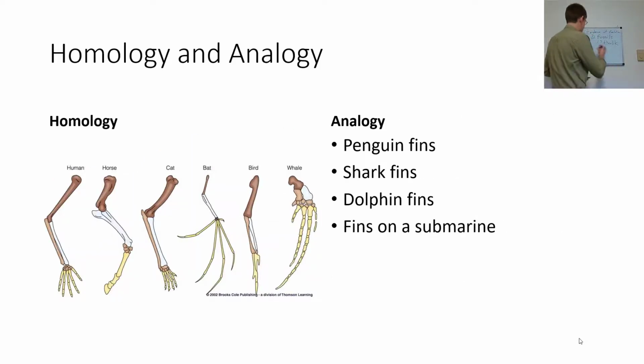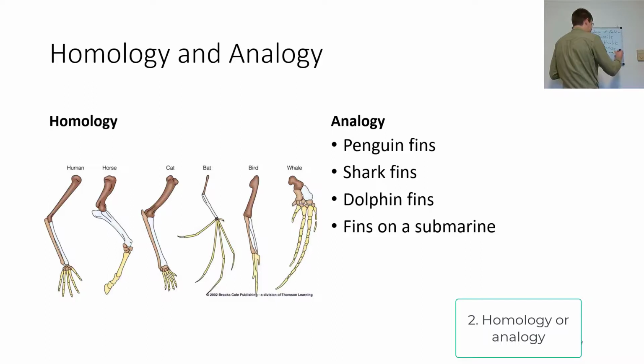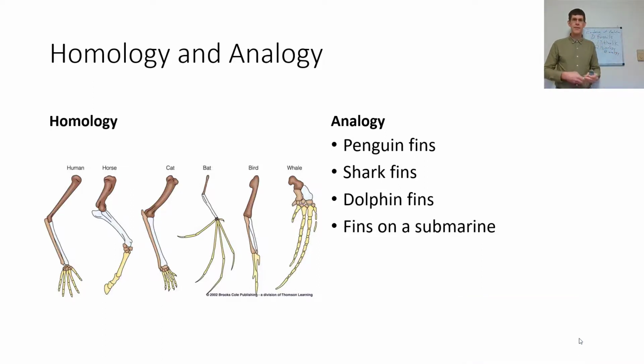And that brings us to our last little bit in fossils: homology and analogy. The idea of homology is that things that are related are going to have the same structures. So your human, your horse, your cat, your bat, your bird, your whale, your Acanthostega are all going to have relatively similar bones for the limbs.